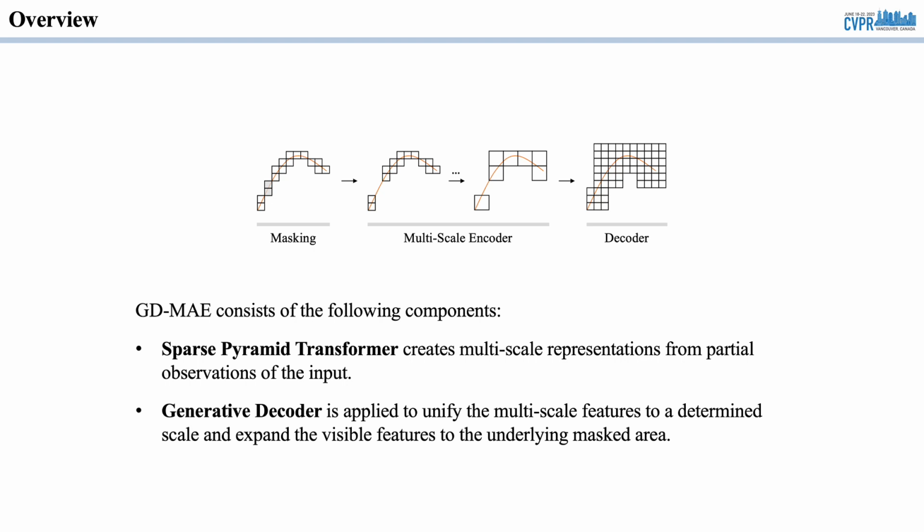The decoder is thereafter applied to unify the multi-scale features to a determined scale and expand the visible features to the underlying masked area. Finally, the features of masked parts are processed by a head to reconstruct corresponding input point clouds. After pre-training, the parameters of the encoder are used to warm up the backbone of the detection task.